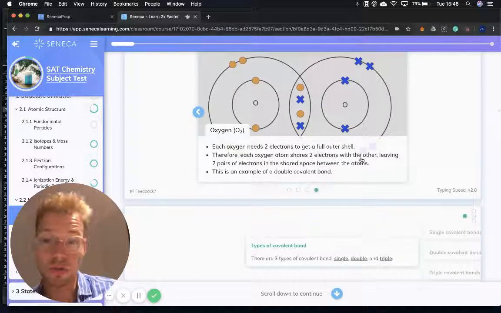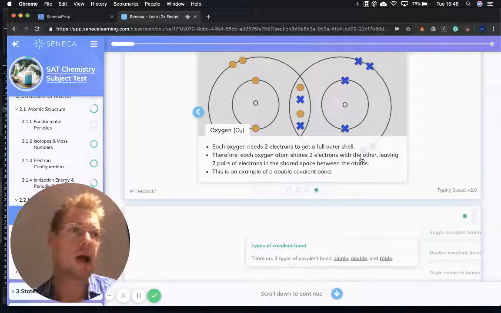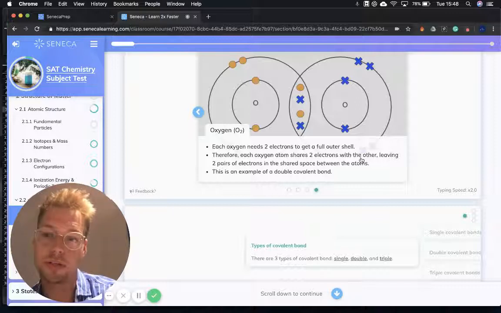Okay. CO2 also has a double bond. 2 bonds between each oxygen and carbon. And N2 nitrogen, that's got a triple bond. So that's a good one to remember.